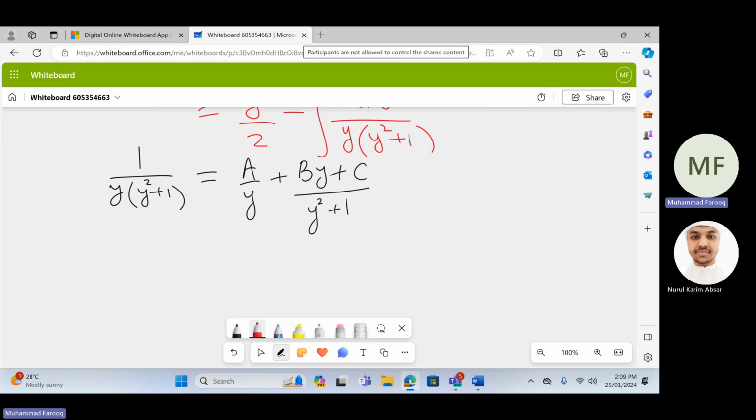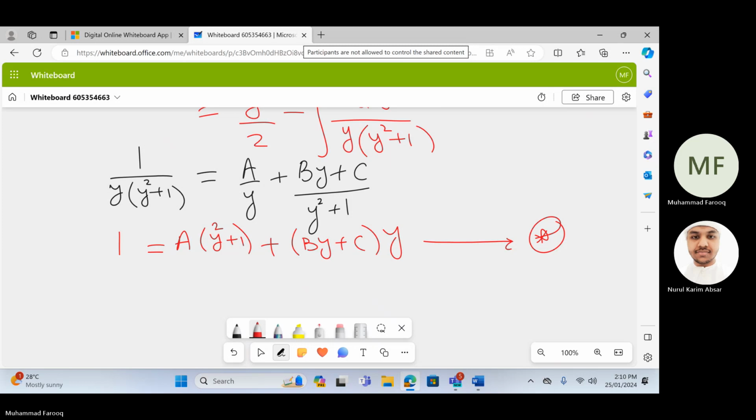Next step. Steps are the same. I told you many times. This factor multiply here, here, here. When you multiply this factor here, all gone, only one. When you multiply here, you have A times (y squared plus 1), plus (By plus c) times y. And this is the star equation.